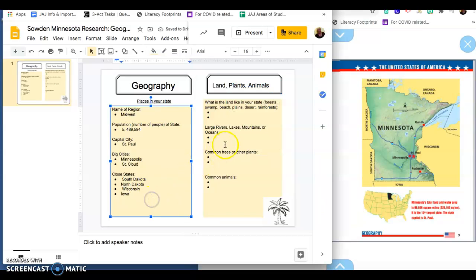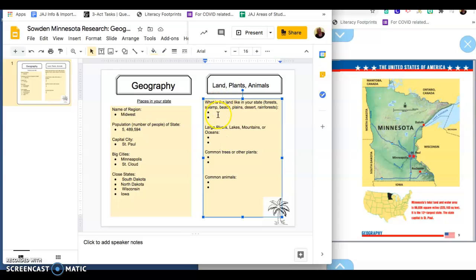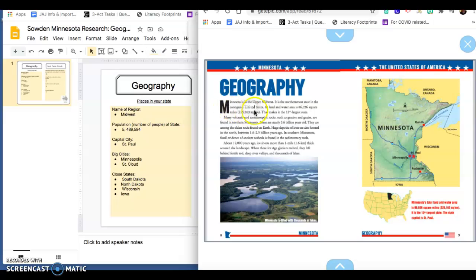And the next part over here, the land, plant, and animals. What is the land like in your state? So I'm going to just read a little bit here. It says Minnesota is in the upper Midwest. It is the northernmost state in the contiguous, that means altogether, United States. Its land and water area is 86,936 square miles. That makes it the 12th largest state.